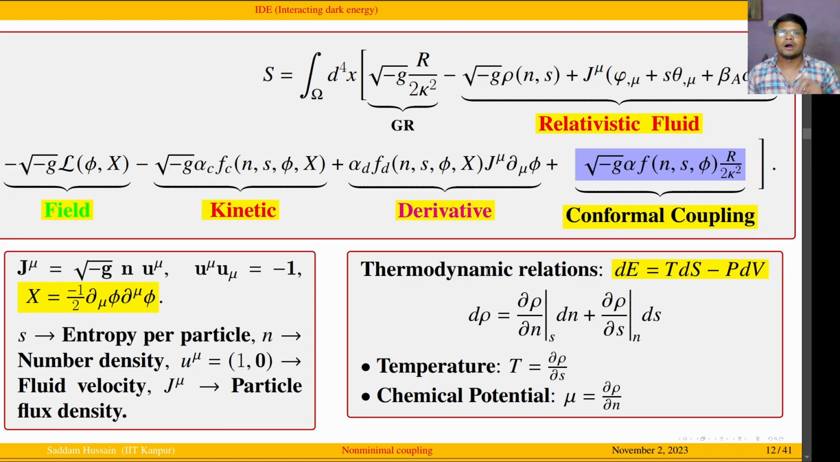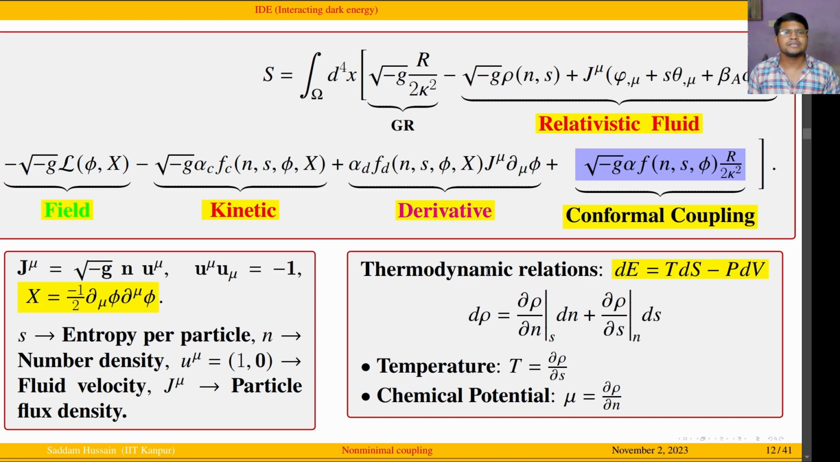First of all, let us construct the interaction where we have n comma s, and then the metric and the field constitution phi comma X, right? And in the second one, we have the derivative interaction where, in addition to this f, we have the flux density, which is contracting with the field velocity, right?